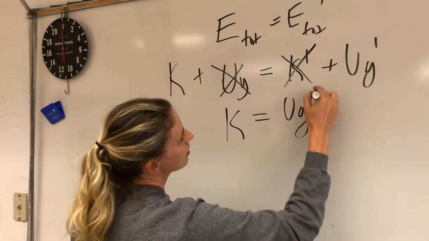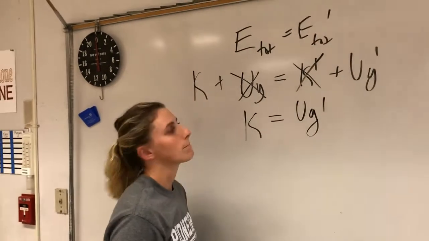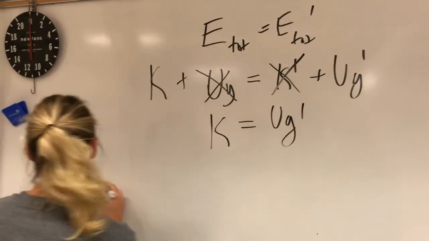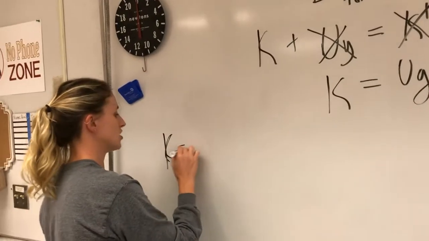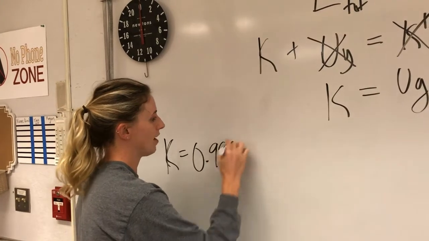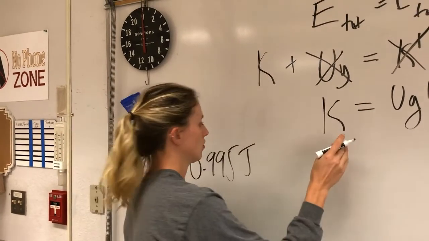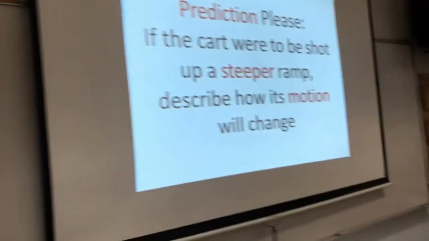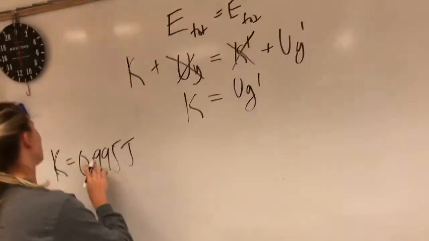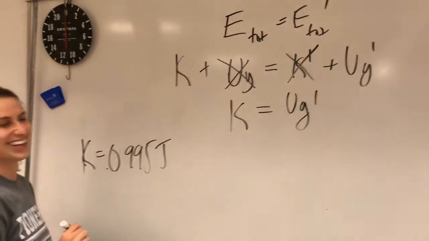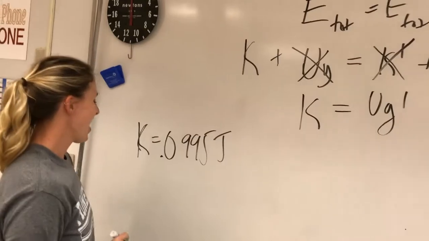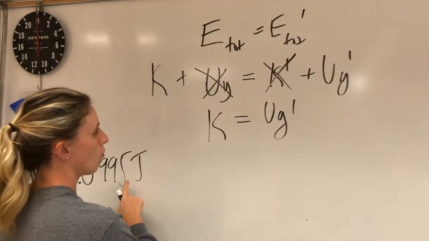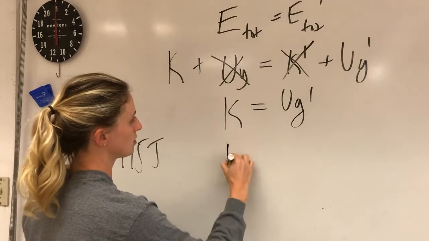So essentially, we have this, and we know how much kinetic energy it is. From our notes, we had that kinetic energy equals 0.0995 joules. Just move the decimal over. Okay, so that's how much gravitational potential energy it's going to have. We're going to plug this in a second. First, let's keep going here.